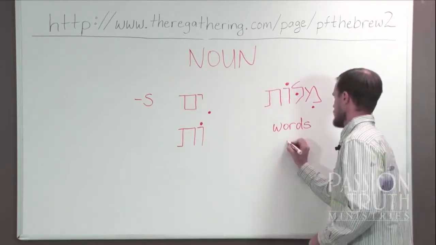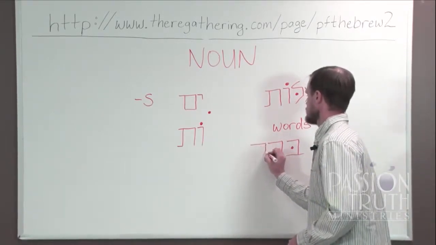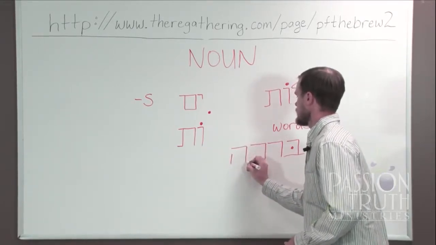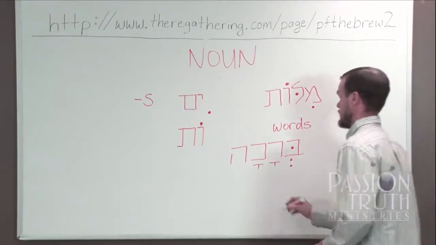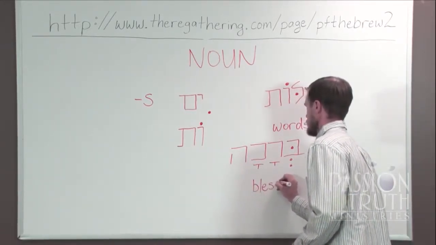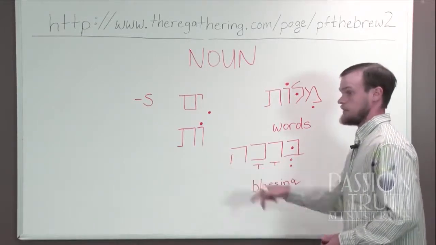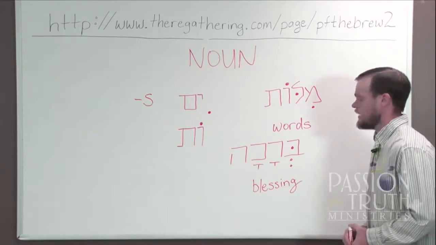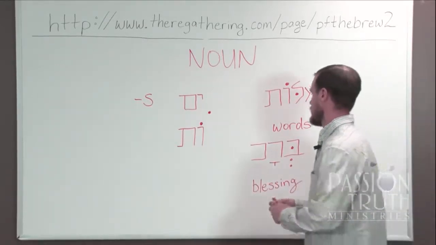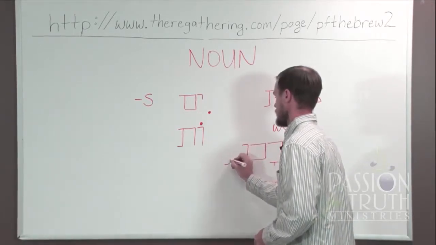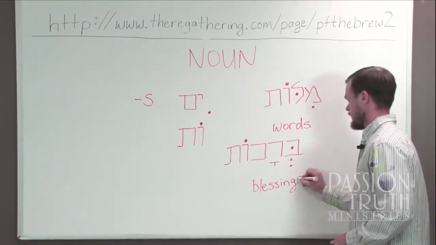Okay. Similarly, another feminine noun, baracha. Okay, baracha is a blessing. Baracha is a feminine noun. The kamatz hey ending is a giveaway that it's a feminine noun. In order to make it plural, we drop the hey, replace the kamatz, and add our feminine plural suffix. So baracha becomes barachot, blessings.